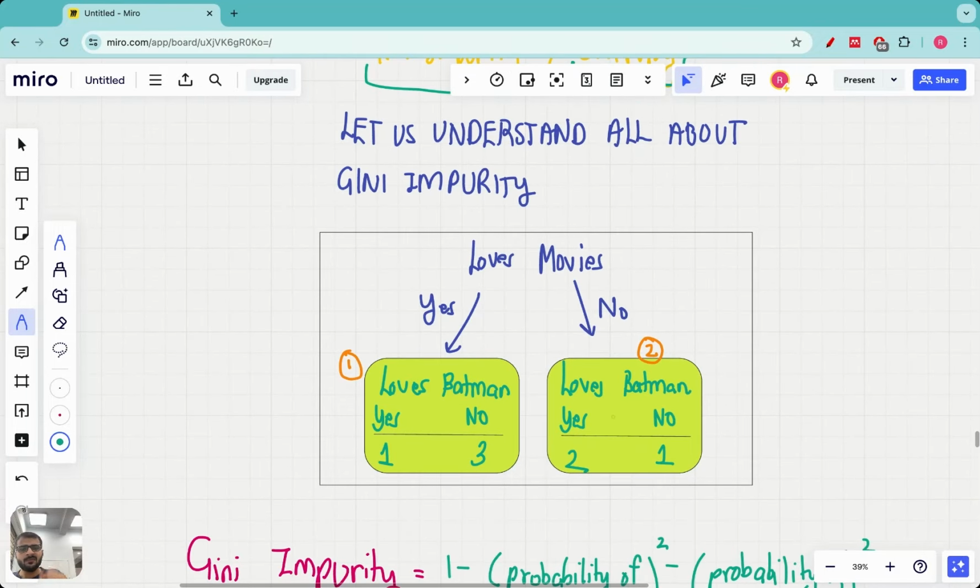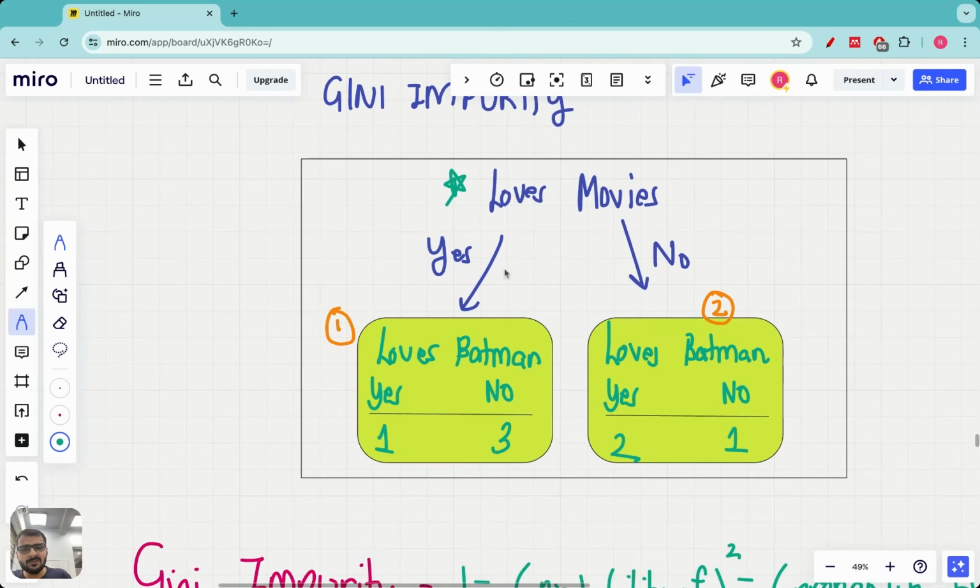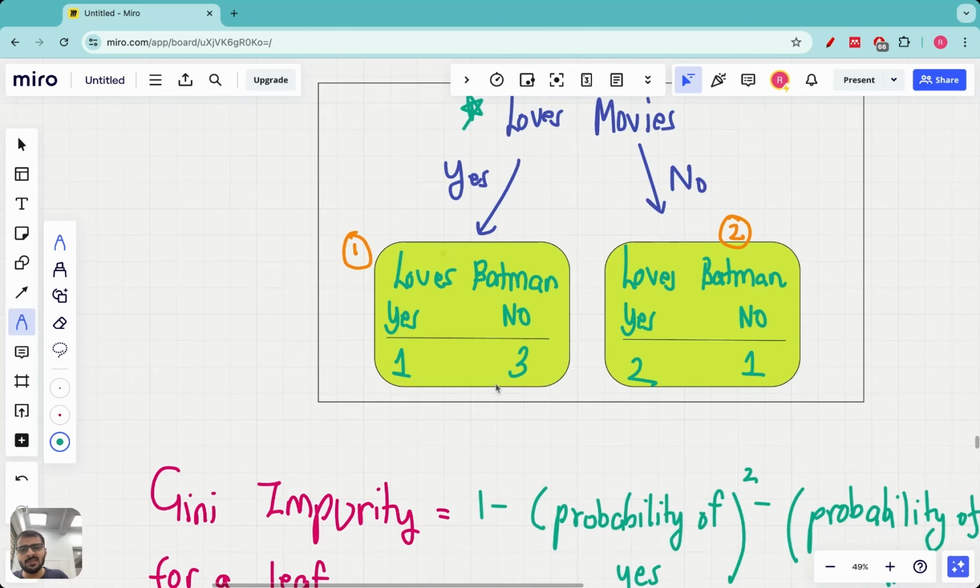First, let's look at the first question, which is loves movies. We'll calculate the Gini impurity for this question, and then we'll calculate it for loves cartoons. So loves movies, yes and no. It splits into two leaves, as we have seen. So loves Batman in the first leaf, yes is one, no is three, and loves Batman in the second leaf, yes is two, and no is one.